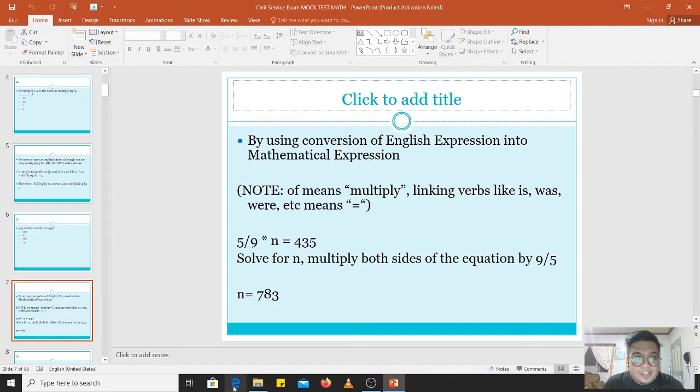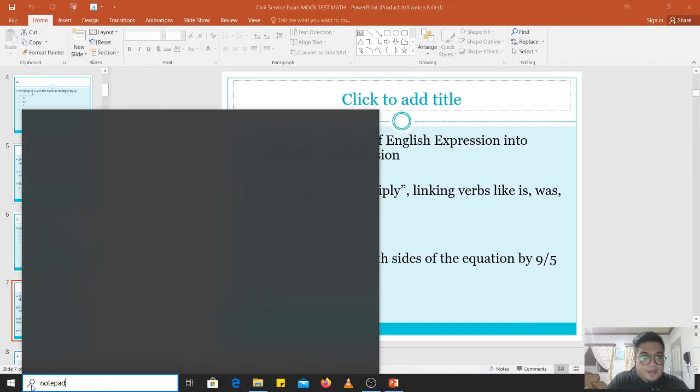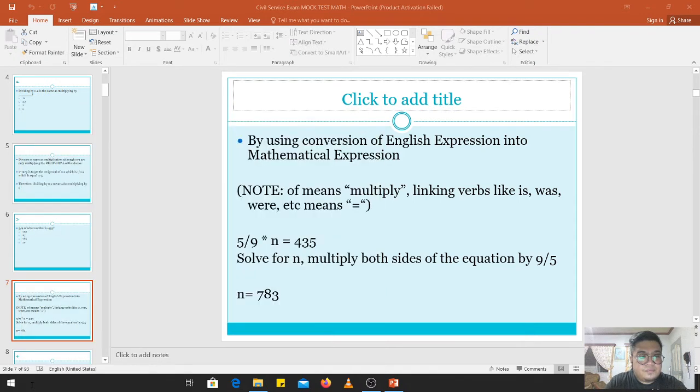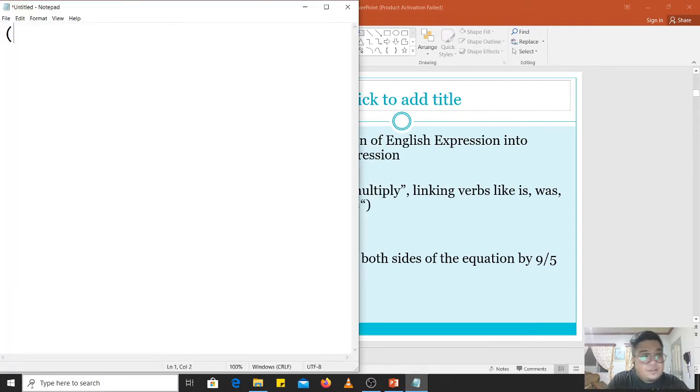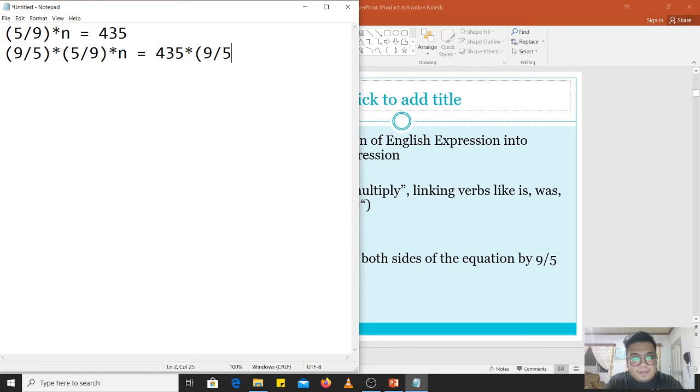So, para mapakita ko sa inyo, bukas tayo ng notepad. Okay, so 5 over 9 multiplied by n is equal to, ano na kasi yun? 435. Okay, so 435. So, mangyayari dito, imumultiply natin both sides of the equation by 9 over 5. So, 5 over 9 multiplied ng n, no? And then equal to 435, tapos imumultiply natin to ulit ng 9 over 5 para fair.